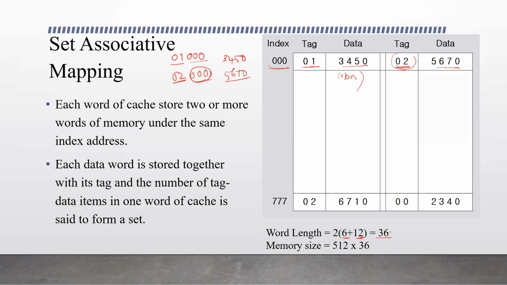So what is the total memory size? We have seen that the cache memory shown has 512 words, and each word having 12 bits in the earlier case, but in this set associative mapping, we have 36 bits for each word. So the total memory size is 512 by 36. The size of the cache is increased so that it will have place for storing more data elements that come with the same index address. So the search will be easier. With one address, the CPU can locate more than one data.